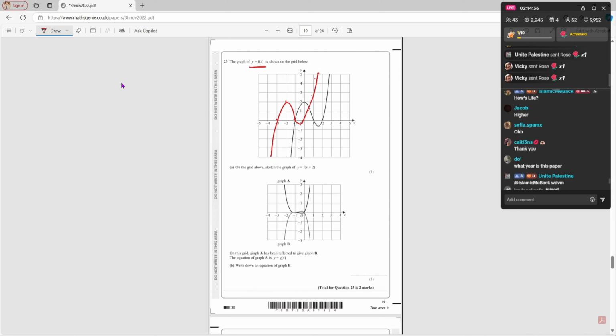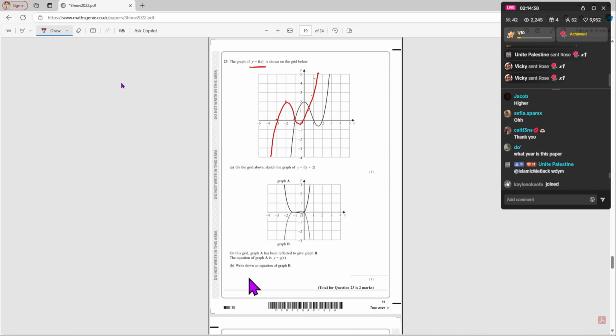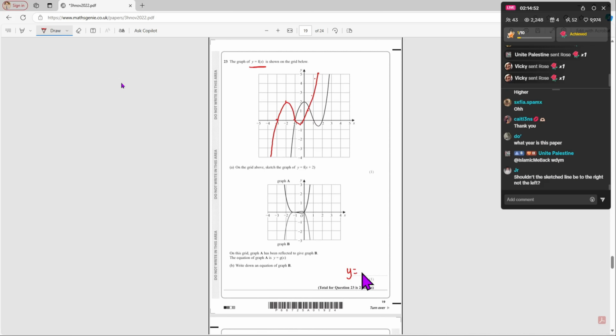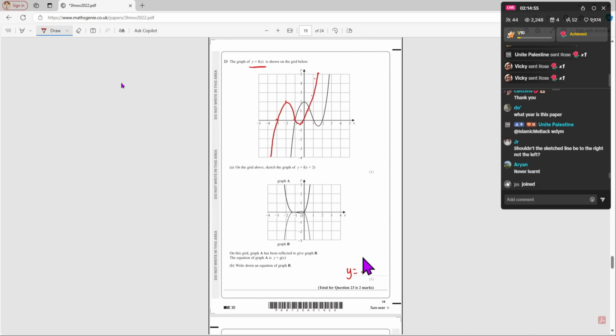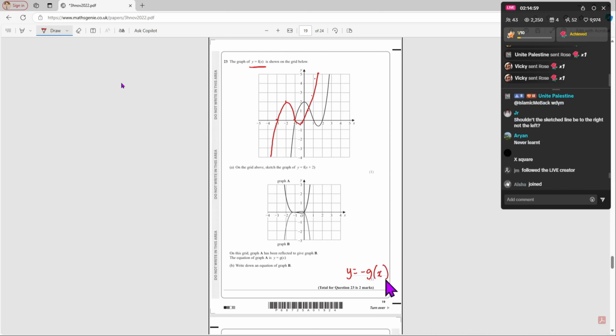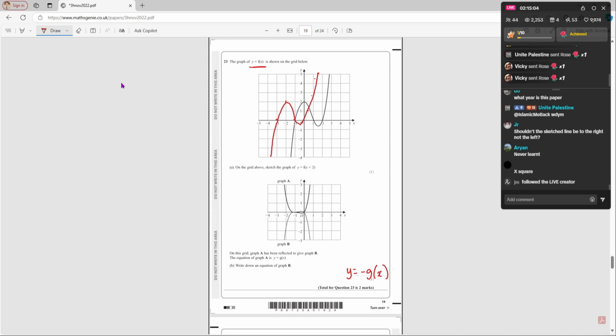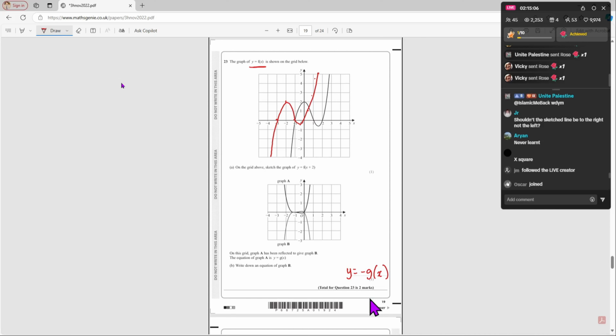So what are we going to write? It's a 1-mark question. You should know this. Inverse functions. So it's going to be y is equal to minus g(x). Minus g(x), okay? Going to be the inverse. Inverse is going to be the opposite. Minus g(x).